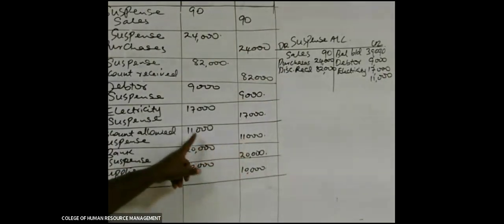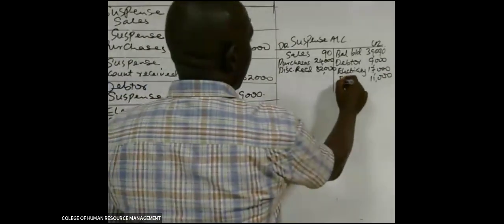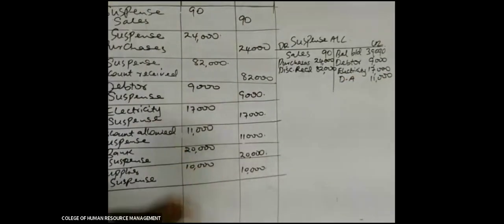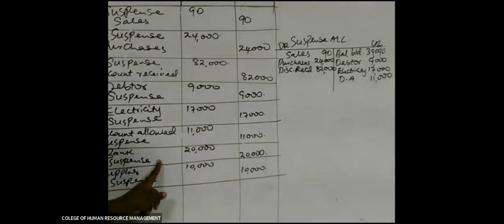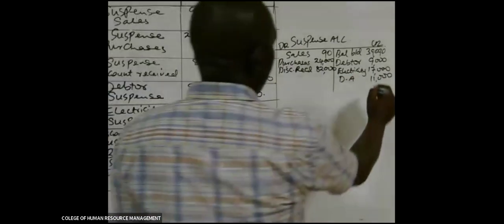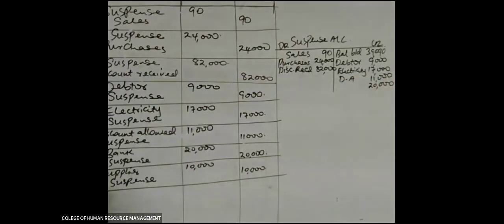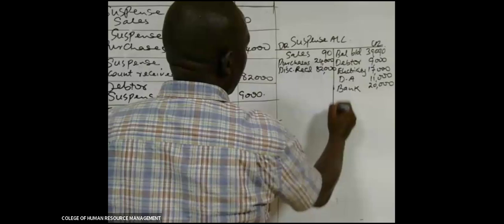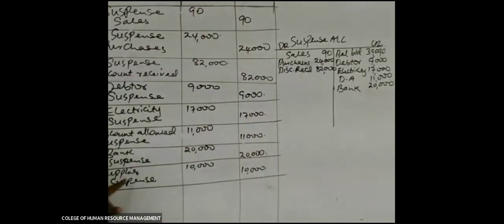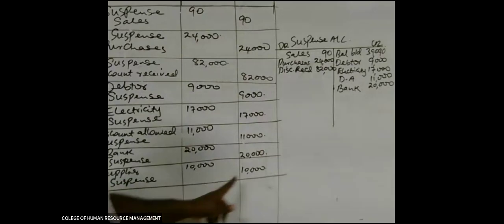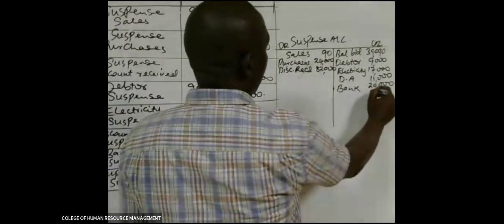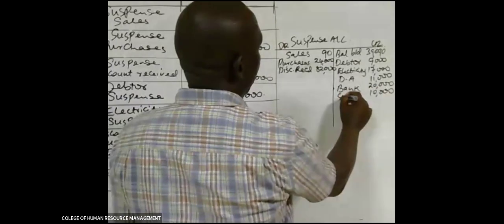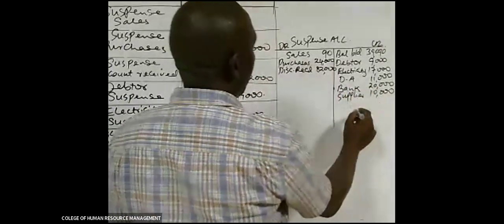What was the account with error? Discount allowed. Number 7, suspense account here is having a credit of 20,000. The name of the account with error was bank. So I use here bank. Lastly here, suspense account credited by 10,000. The account that had error is the account of the supplier.